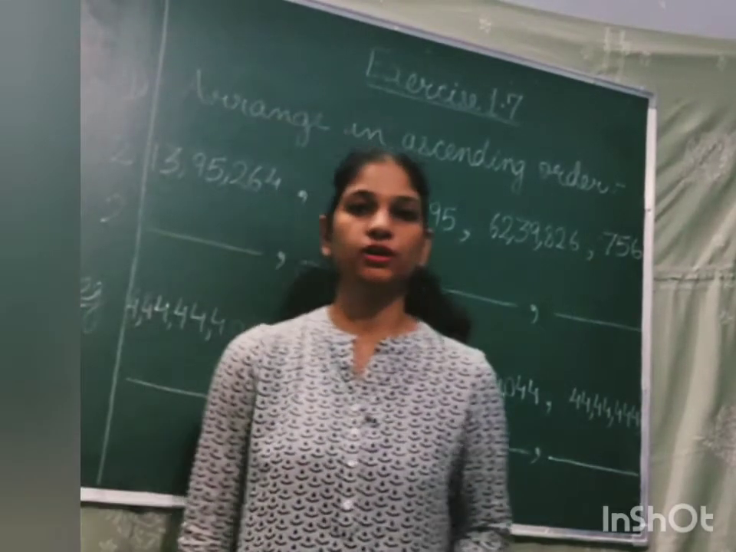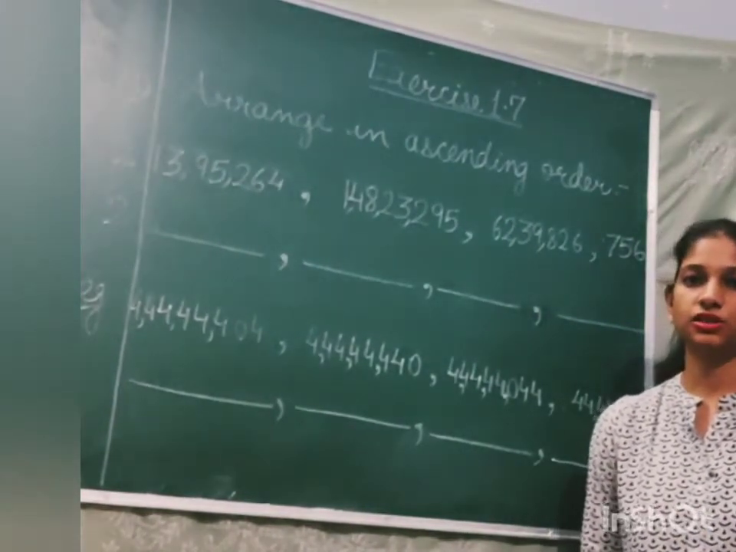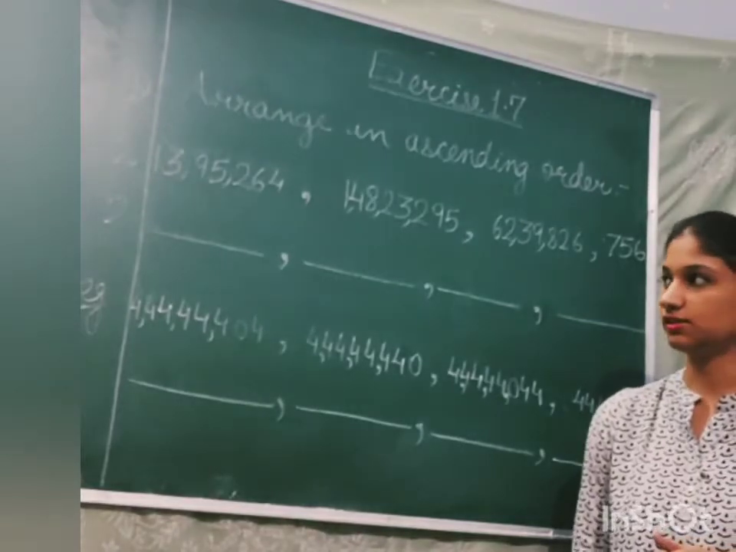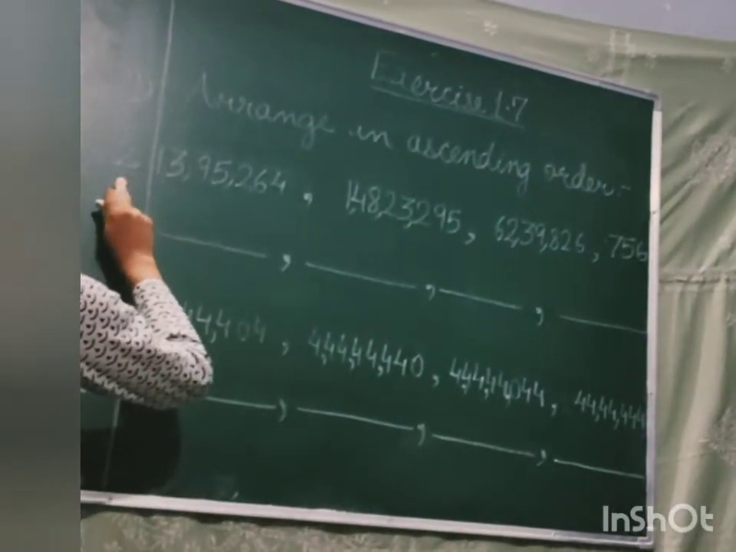So next we are going to do arrange in ascending order. Ascending order, as you all know, is arranging the numbers from smallest to biggest. So let's start. In the first part, I'm doing the second part here.